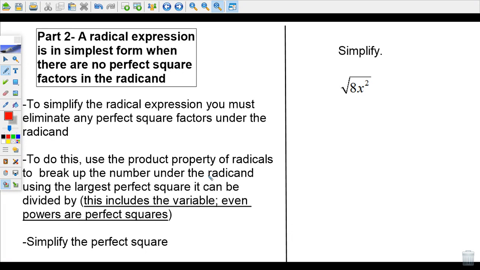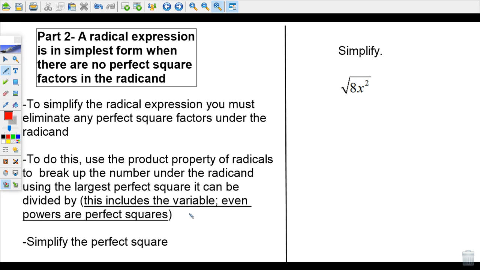So in part one, we learned that to simplify the radical expression, you have to eliminate any perfect square factors. So to do this, you look for the biggest perfect square that you can divide the number under the radicand. This includes the variable now. And I want to point out that any variable to an even power is a perfect square.